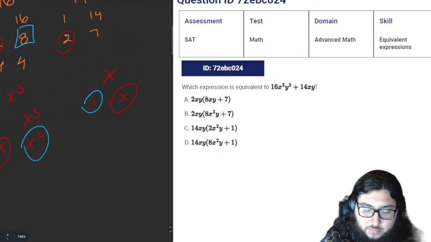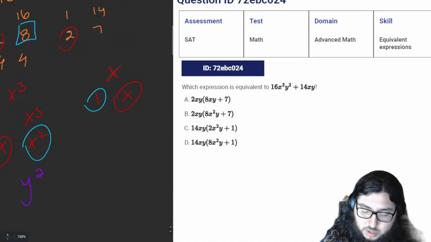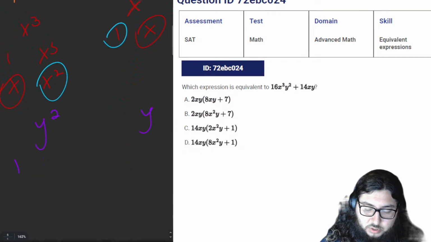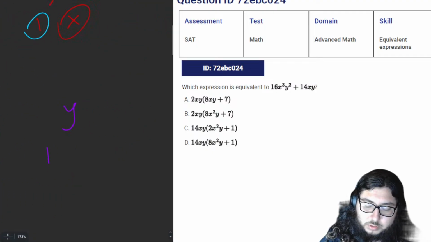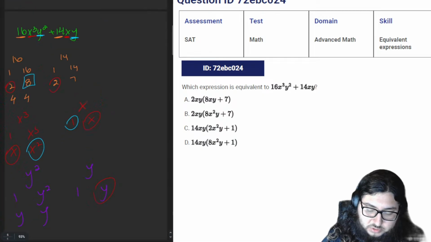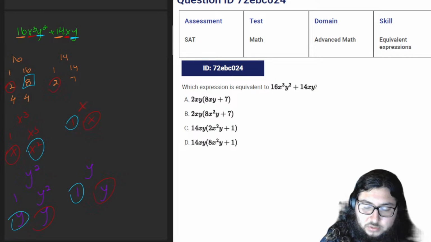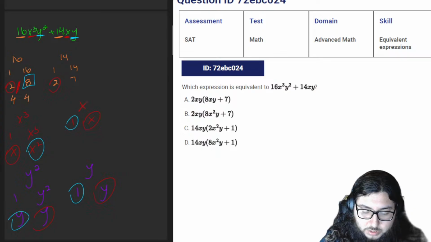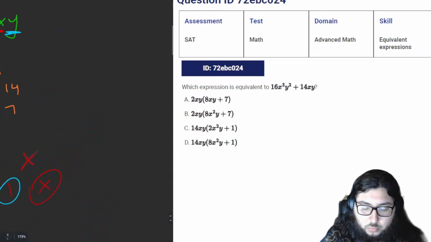Finally, we have y squared and y. So we can write that as 1 and y squared, or y times y, and then 1 times y. So again, here, the greatest common factor is just y. And what we're left with is 1 and y. So what we have is 2 right here, x right here, y right here. You only account for the greatest common factor once. Even though I circled it once on each side, you only account for it once.